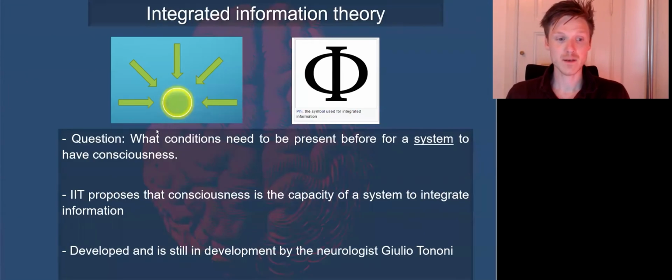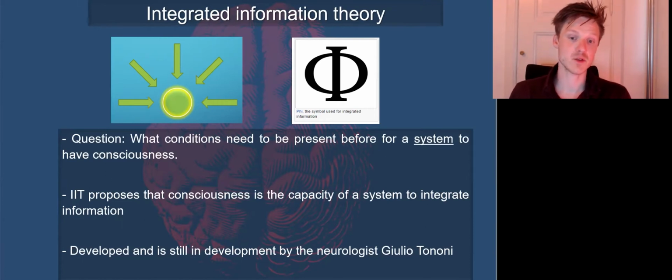So for IIT, integrated information theory, the main question is what conditions need to be present before a system can be said to be conscious or have consciousness. And what I want you to notice here is that I didn't say the brain, I said a system. And that is because, as I will describe later, the theory of IIT actually proposes several ways in which we could think about and even measure how AI systems or advanced computer systems can be said to be conscious, to have consciousness.